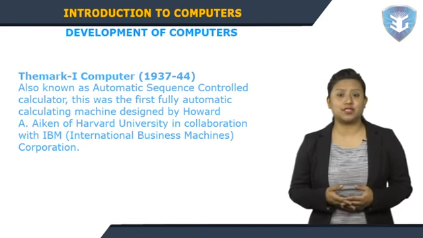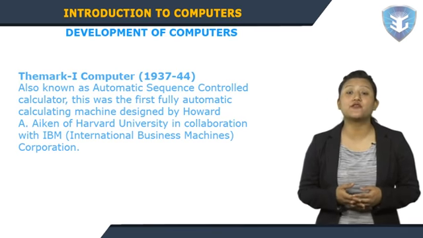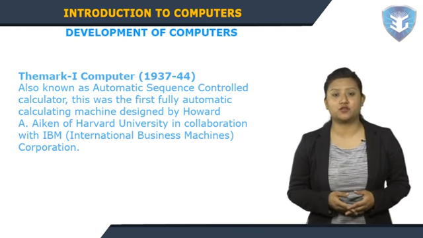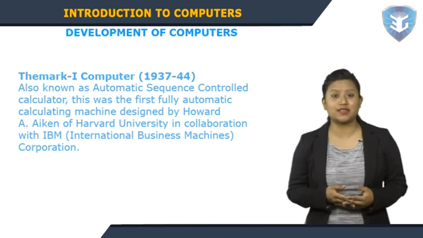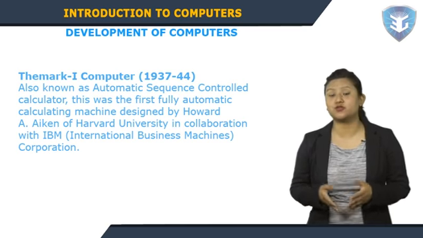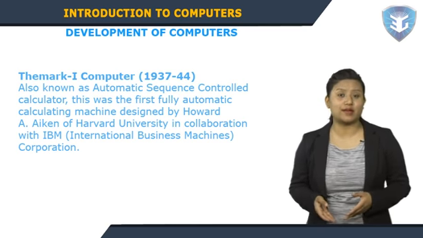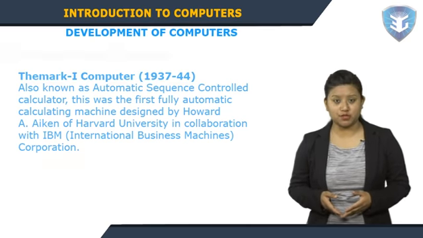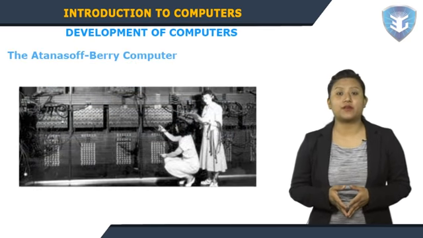Also known as the Automatic Sequence Controlled Calculator, this was the first fully automatic calculating machine, designed by Howard A. Aiken of Harvard University in collaboration with IBM, International Business Machines Corporation. It was an electromechanical device which used both electronic and mechanical components, based on the techniques already developed for punched card machines.